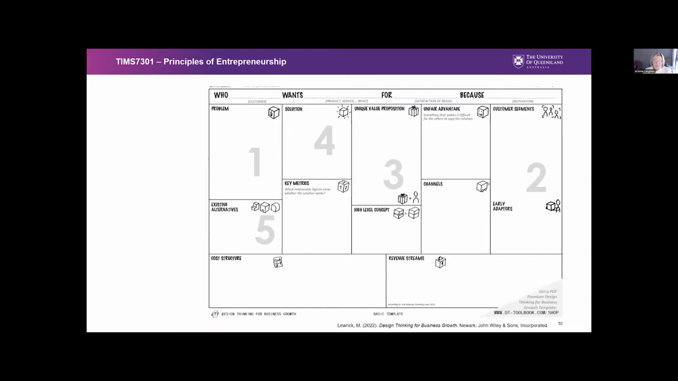We also have a slightly different version that has been developed recently out of some work by Michael Lurick. And this is in his resource, a book called Design Thinking for Business Growth. It's a slightly different business model canvas, but it's targeted specifically at startups. So feel free to also look at that and use that as an alternative business model canvas.